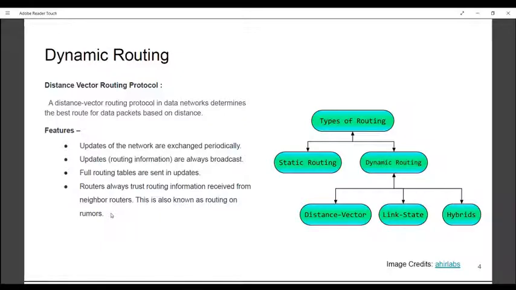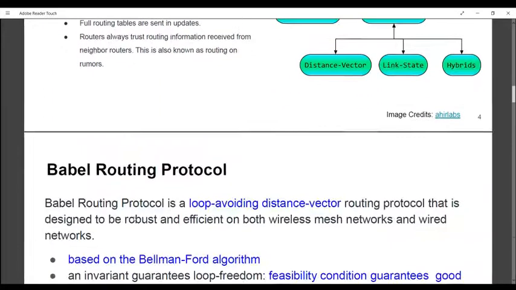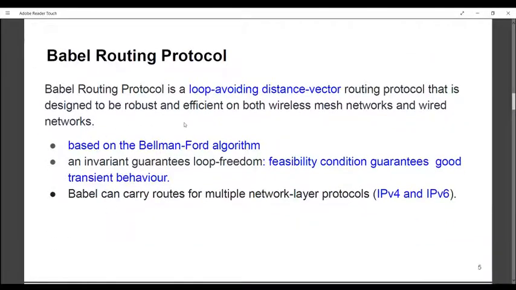Babel is a loop-avoiding distance vector routing protocol that is designed to be robust and efficient both in wireless mesh networks and in wired networks also. It is based on the Bellman-Ford algorithm, which I will explain in a second. This algorithm has an additional mechanism named the feasibility condition that guarantees good transient behavior, which I am also going to discuss in a second. And apart from these two, Babel can carry routes for multiple network layer protocols, like IPv4 and also IPv6.